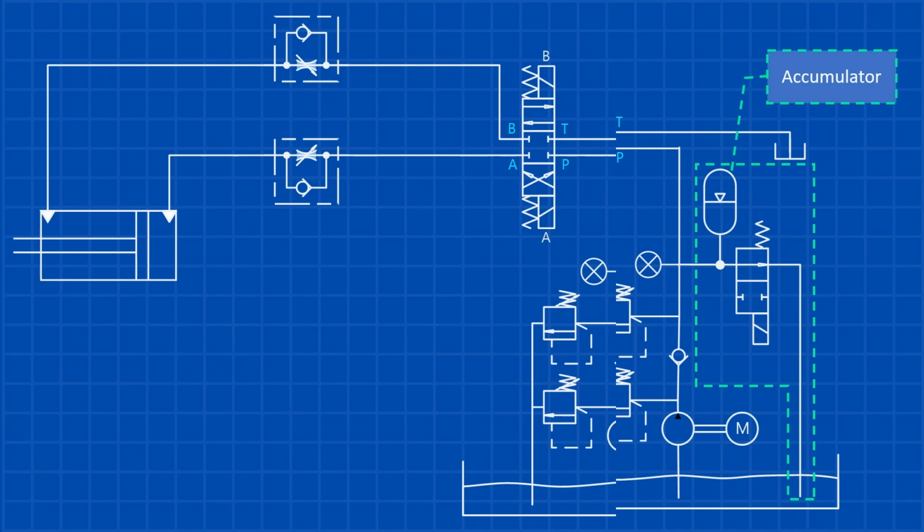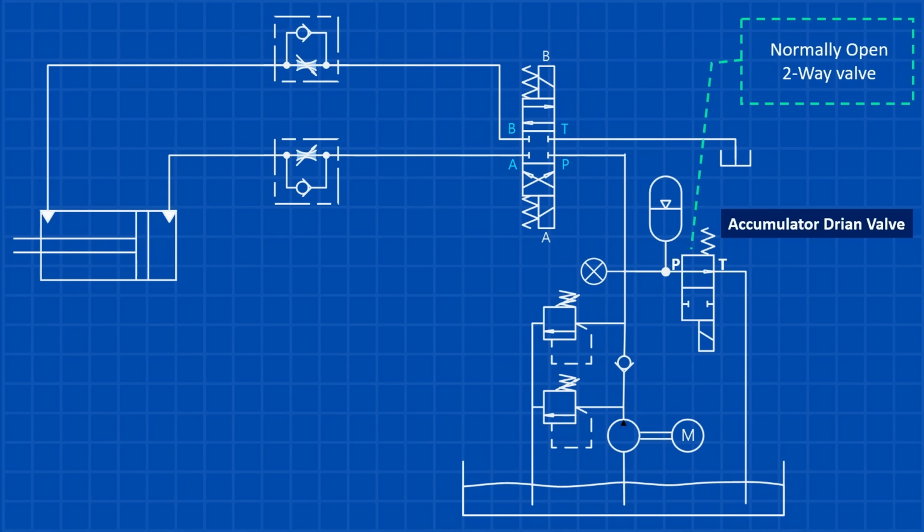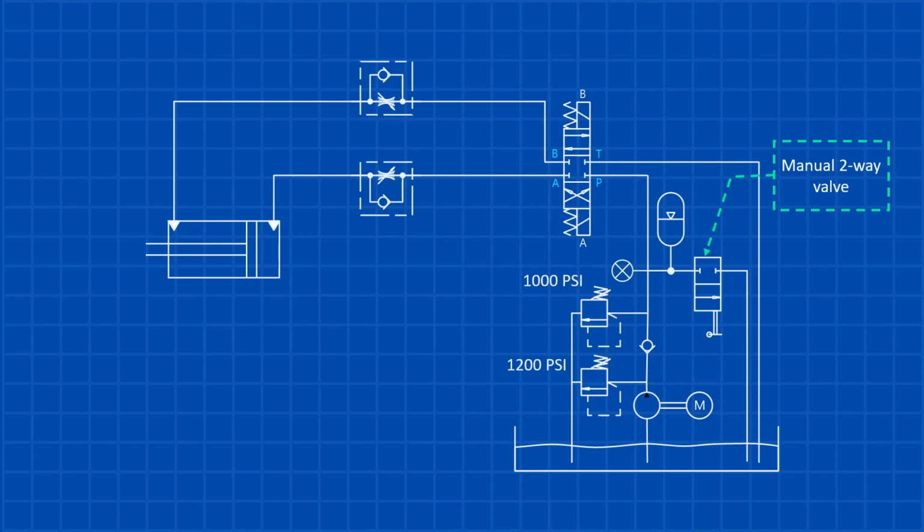injury. In this circuit, we have a solenoid-operated normally open two-way valve that connects the accumulator to the tank. This setup ensures the accumulator can only be pressurized when the valve is energized, as energizing the valve blocks the drain port. A manual two-way valve can also be used to drain the accumulator into the tank when the system is shut down for maintenance.